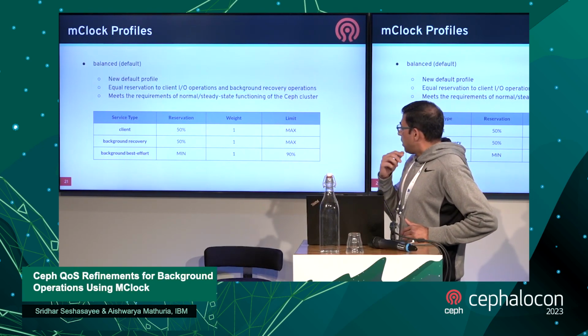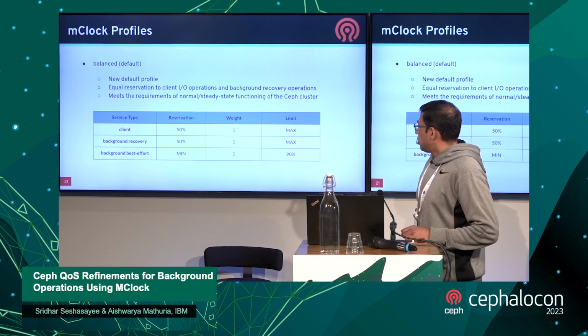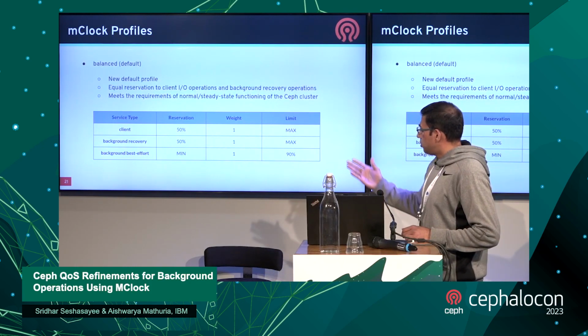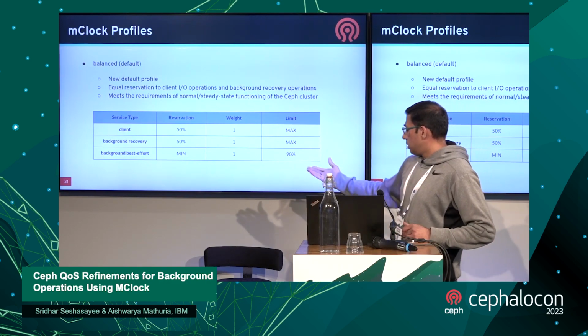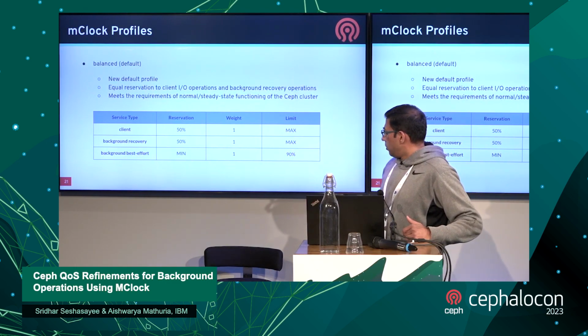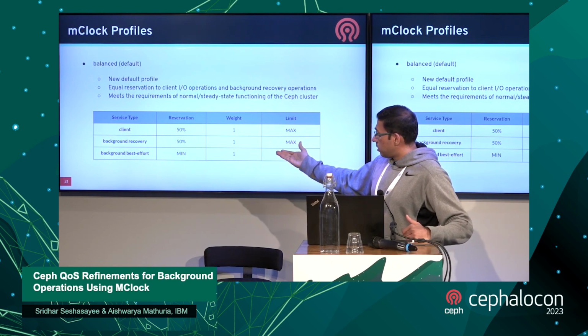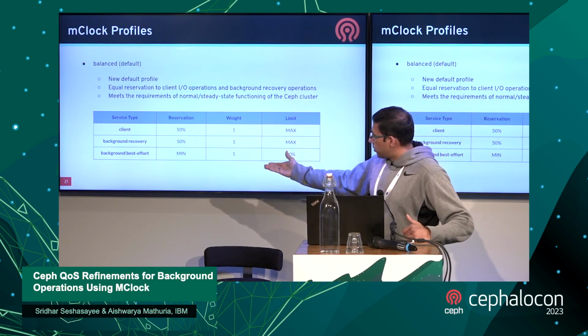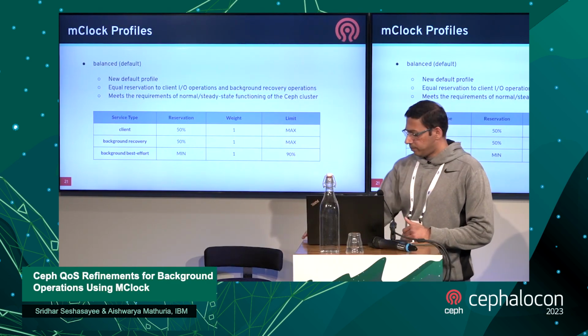As you can see here, I represented the proportions in terms of percentages for better clarity. But actually, when you specify it, you should be specifying this in terms of ratios, like I already mentioned. They get a reservation of 50% each, and there's no maximum limit for client and background recovery. Whereas the background best effort clients get no reservation. That means if there are no background recoveries going on, for example, the best effort client can use as much reservation as it requires.